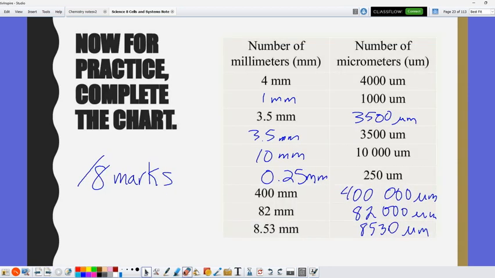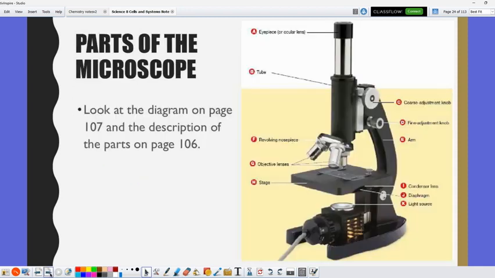And then we did that worksheet. Well, we did this for marks, easy marks. And then we looked at the parts of the microscope.